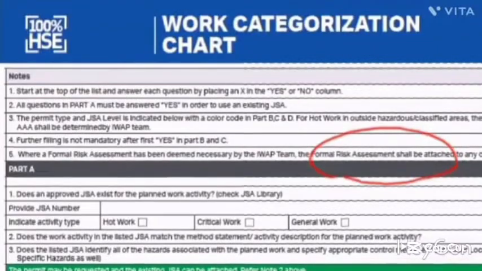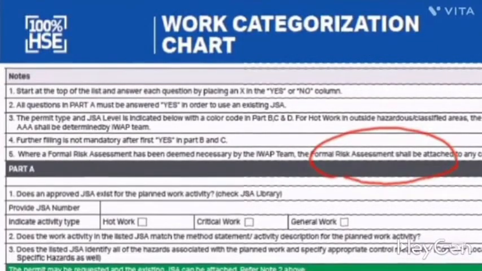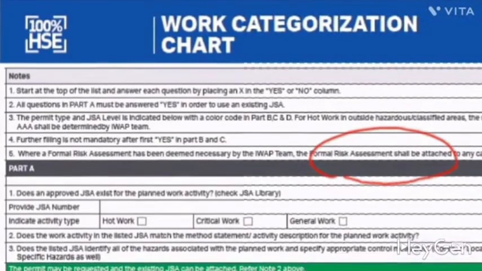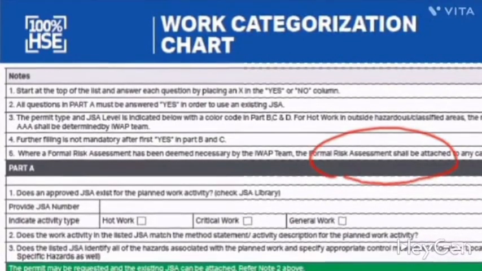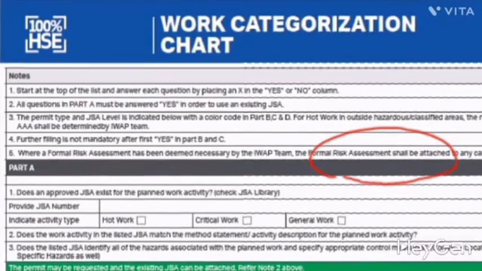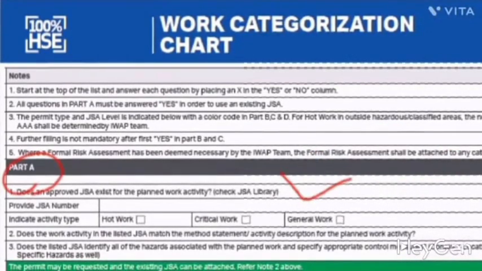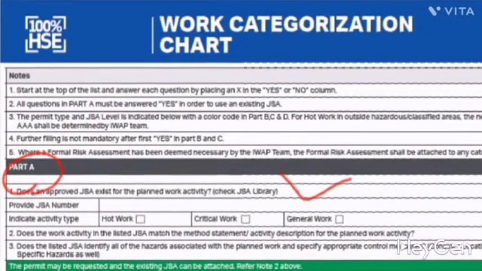When the FRA requirements come, you have to attach your FR, which should be approved by the iWeb team, and lodge it with the permit. So right now we are discussing part A. Number 1 is that an approved JS exists.